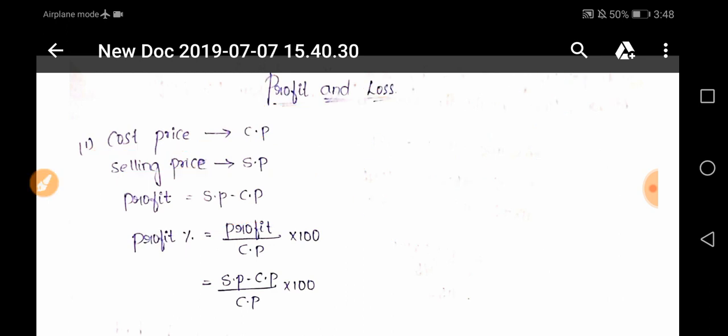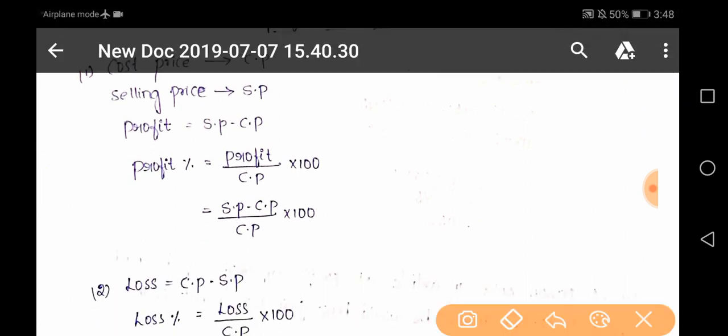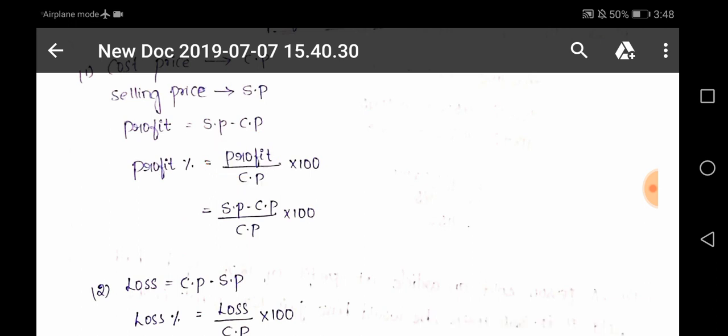Mostly in the problems they will not ask you for the profit, they will ask for the profit percentage. How to deal with the profit percentage? It is nothing but profit by cost price into 100. What is the profit? Selling price minus cost price. So profit percentage is selling price minus cost price, by cost price, into 100.